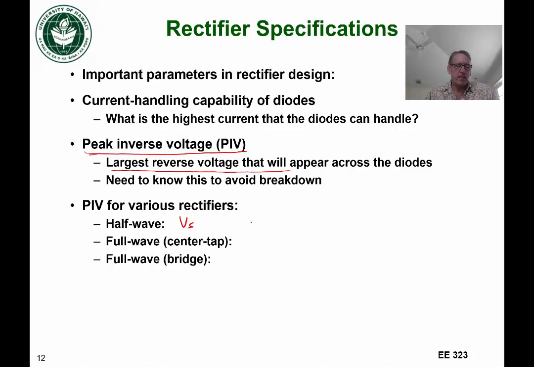The full wave with the center tap, right, because we're creating 2 voltage waveforms that have magnitude Vs, what we find is that the peak reverse is 2 Vs minus Vd. And in the full wave, or the bridge rectifier, we find that it's Vs minus Vd. So again, this is another advantage of the bridge rectifier over the full wave, that it has a smaller peak inverse voltage, which is better for the diodes so they don't break down.